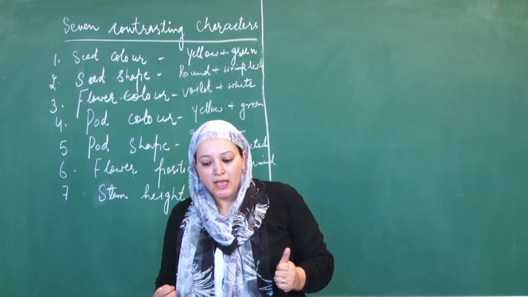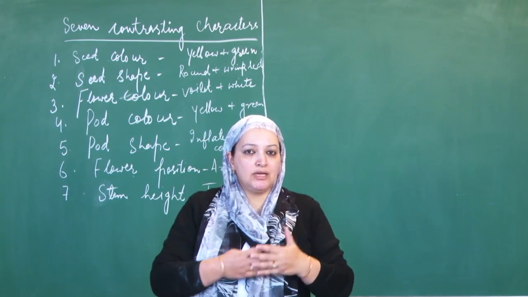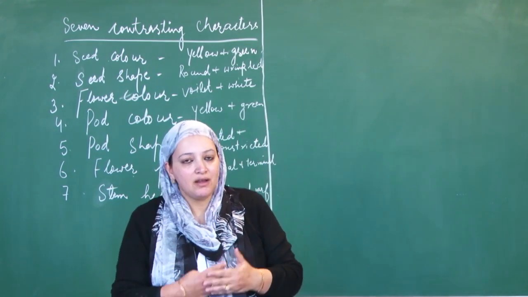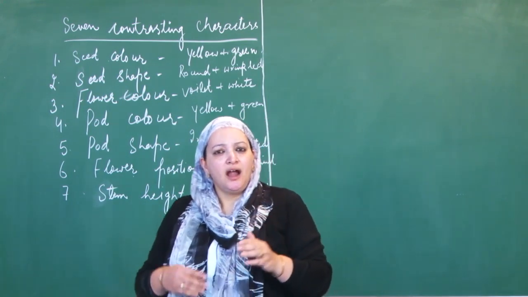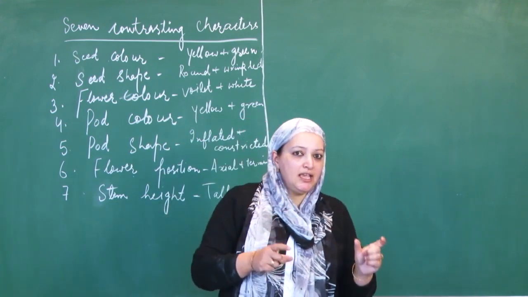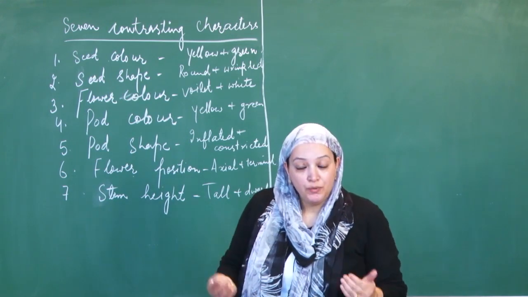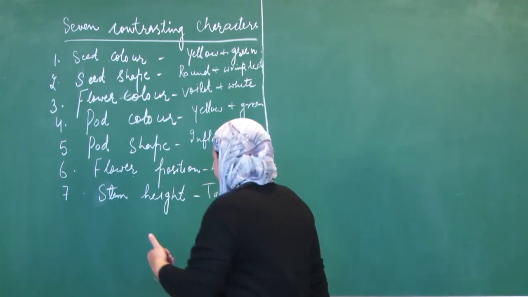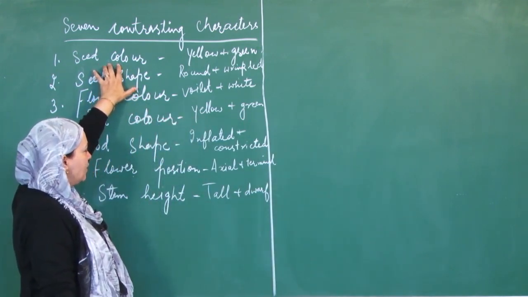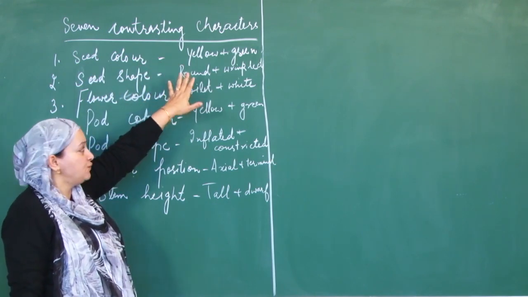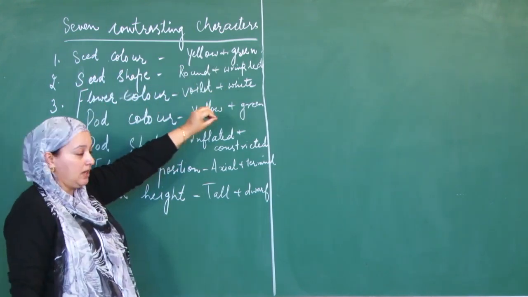of inheritance. Now, finally, how he came to the conclusion, he selected 7 contrasting characters from these pea plants. He did hundreds of crosses, and finally he got the pea plant with 7 contrasting characters. What were those 7 contrasting characters? He took into consideration the seed color. What was the contrasting character which he was able to find? It was yellow and green. The color of the seed was yellow and green.